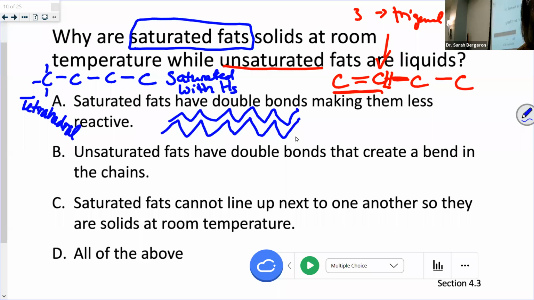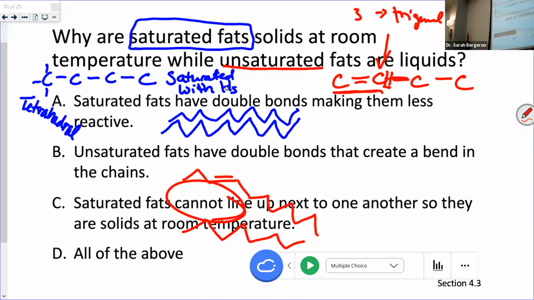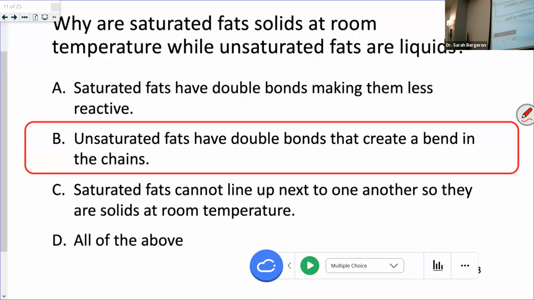C, saturated fats cannot line up next to one another, so they are solids at room temperature. No, saturated fats can line up next to one another, so they are solids at room temperature. They fit together very well, so they end up being solids. So it had to be B.